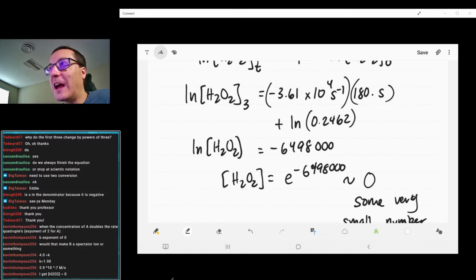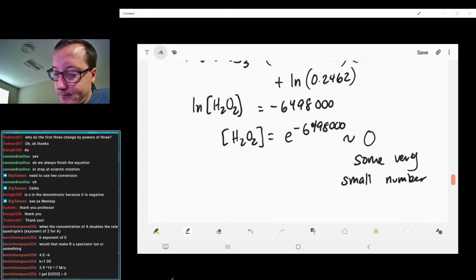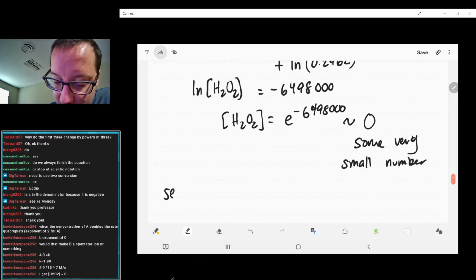So basically, after 3 minutes, we have no hydrogen peroxide left. It is all completely decomposed, and we're done with our reaction. So that's awesome. All right, let's look at second order reactions, because we have more data for those anyways.